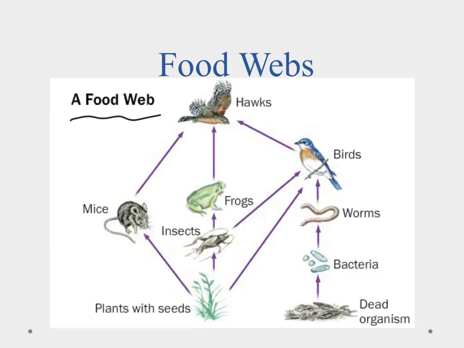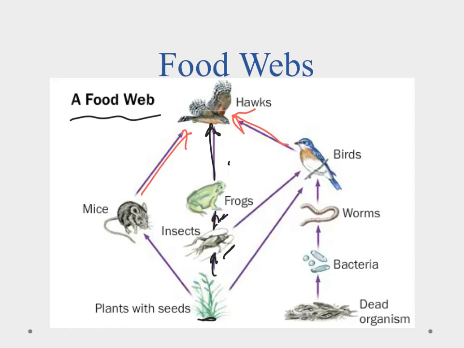So if we remember our last food chain, we had our producer here, our primary consumer, secondary, and tertiary. So this was our food chain. Now that's not the only way that energy is going to flow. If we look at our hawk here, it's going to eat frogs, but it'll also eat other things. So we can add to it that it'll eat mice and it'll eat birds.